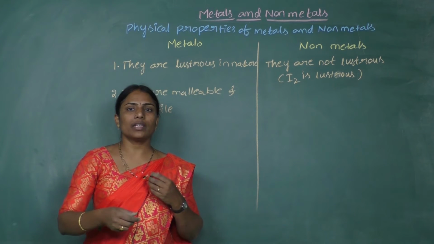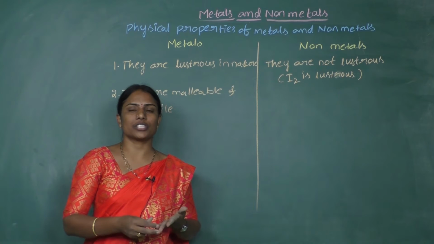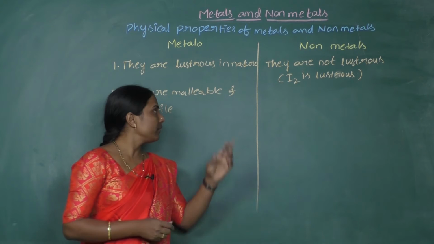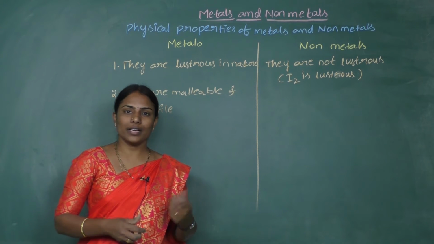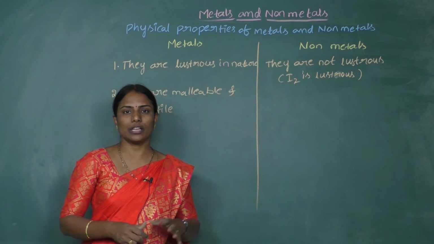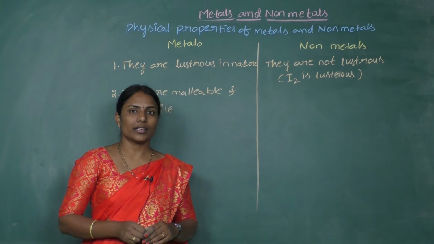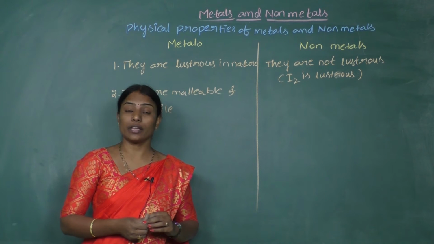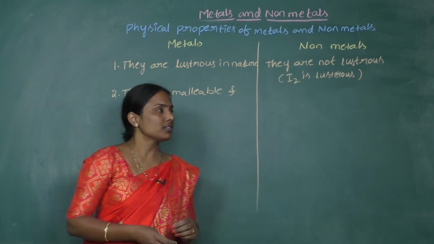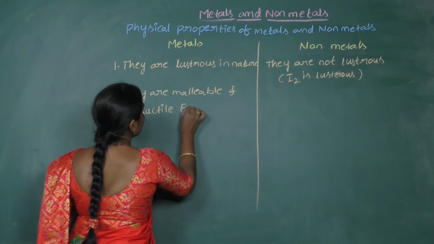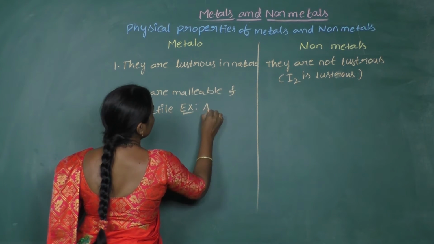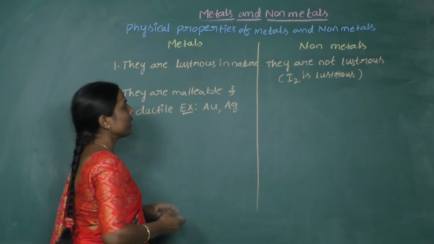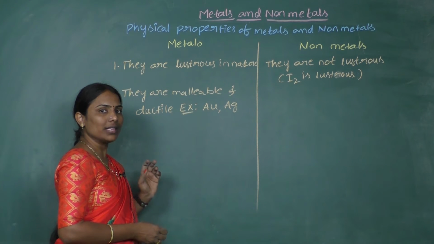So the ability of any metal to get drawn into thin sheets and to get drawn into thin wires, that ability or property, we call malleability and ductility. So we can say that metals are malleable and even ductile. You would have seen that gold and silver are the most malleable and the most ductile metals. It is not an exception here, it is the example I am giving, gold and silver.